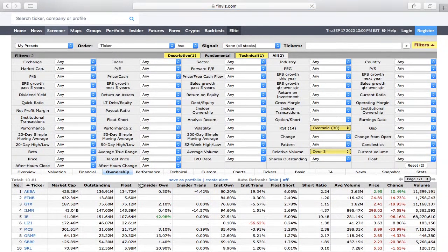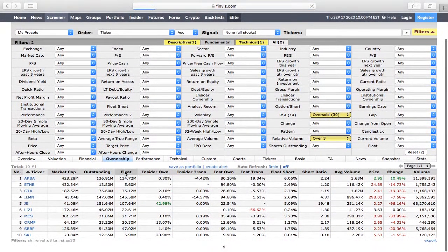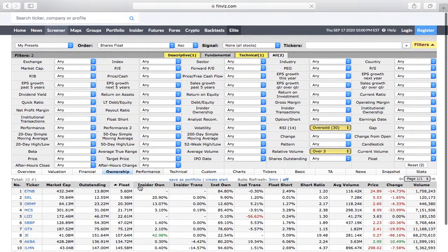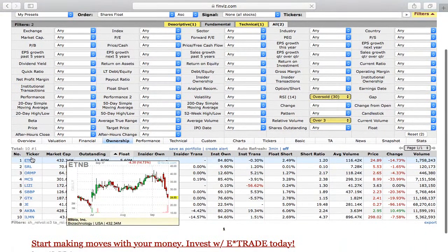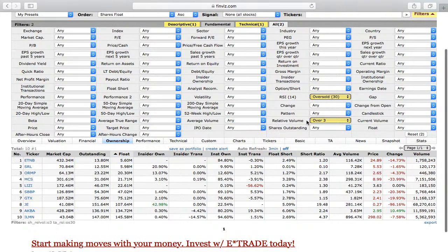So you're going to do ownership and float. You're going to click that little float button. So the arrow is pointing up, and this means you're looking for a lower float. So the ones up top are the lower floats. So these are stocks that have a pretty decent volume compared to their average volume, and they're oversold. And they are in the low float area.